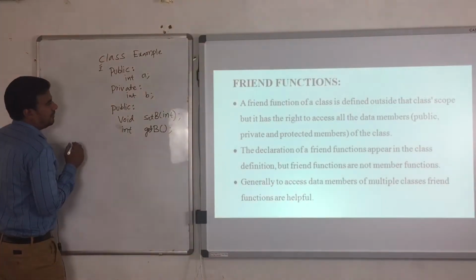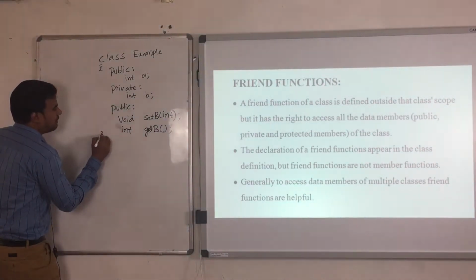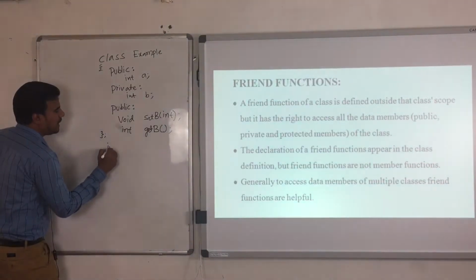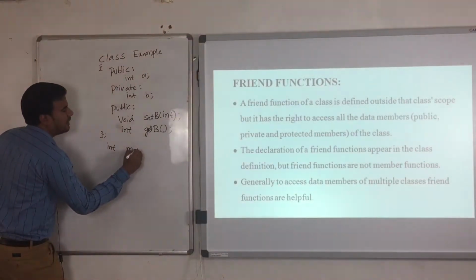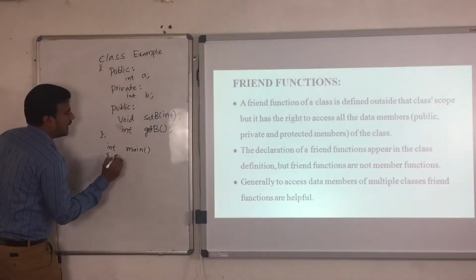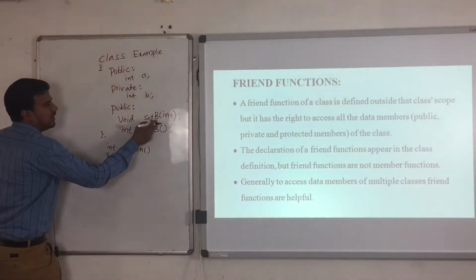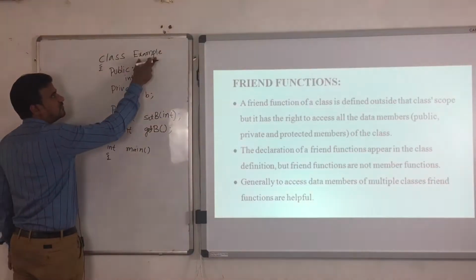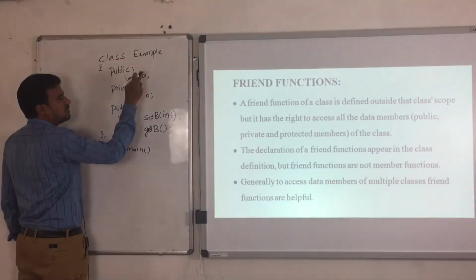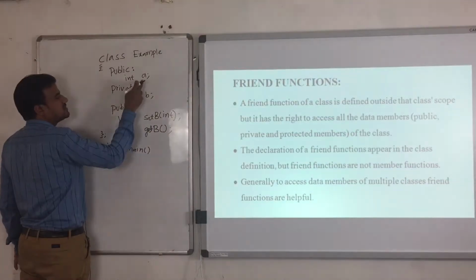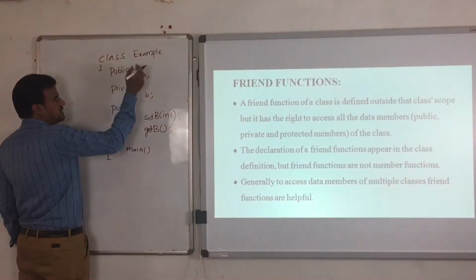So now my class is complete, and I will use the main method, int main, and call this set B to set the value. How can we call this set B? First of all, we have to create the object of this example class, because these two functions, set B and get B, are inside this example class.